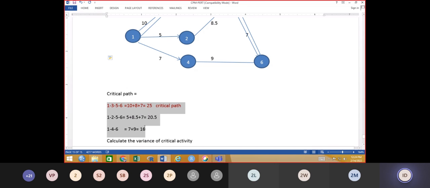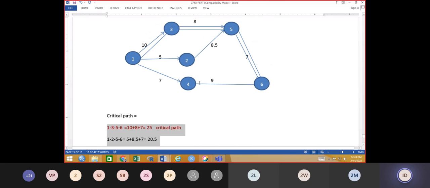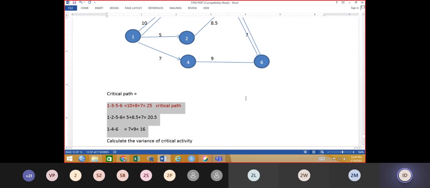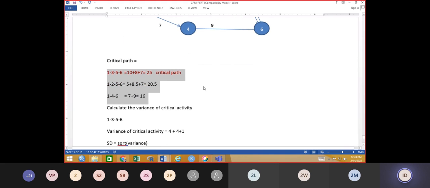Out of these three different paths, the first path is the longest path. So that is called the critical path. Here the critical path is double shaded. 1 to 3, 3 to 5, and 5 to 6 would be the critical path. Now after this we can find out the variance for the critical activity.